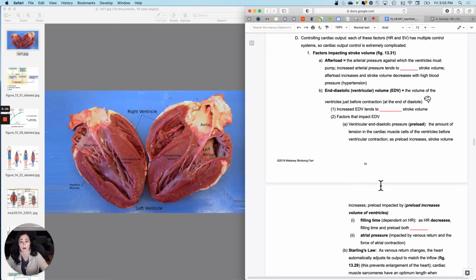Well, you control cardiac output by controlling heart rate and controlling stroke volume. There's a whole bunch of different ways to impact your heart rate, and there's a whole bunch of different ways to impact your stroke volume. Now, stroke volume is the one that people have trouble with.